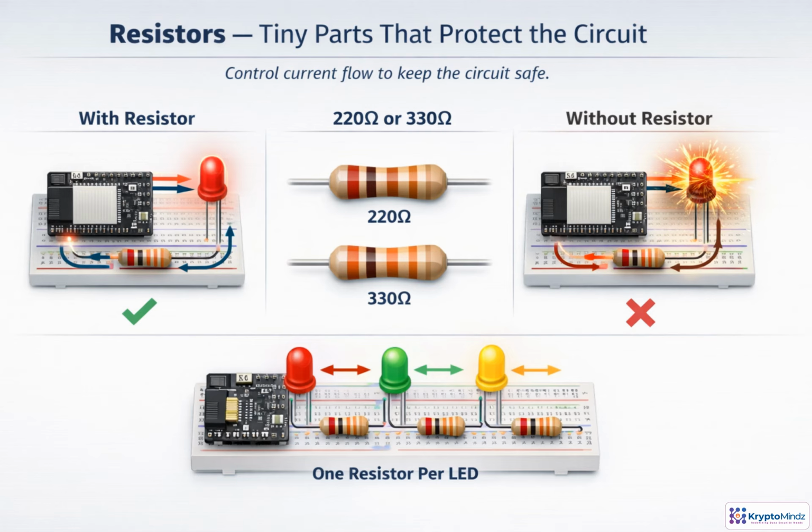Think of a resistor as a speed limit for electricity. An LED needs current, but too much can overheat it, burn it out, or stress the ESP32 pin. In beginner LED circuits, a 220 ohm or 330 ohm resistor is commonly used to keep current at a safe level. When you connect multiple LEDs, give each one its own resistor, so every light is protected.